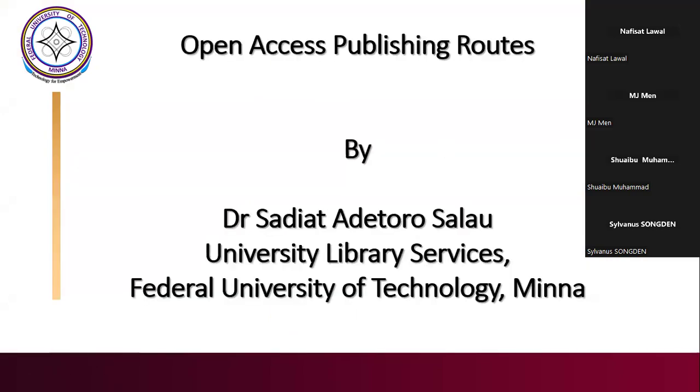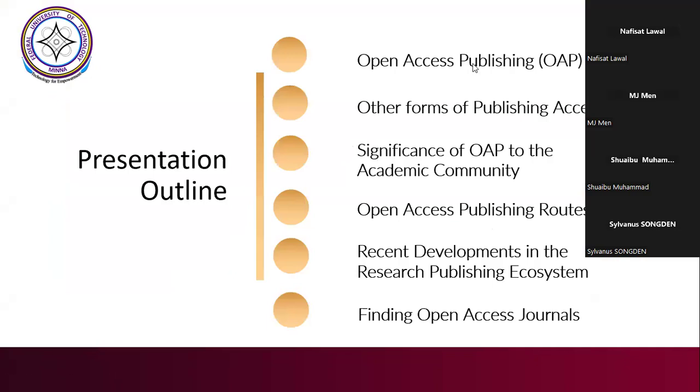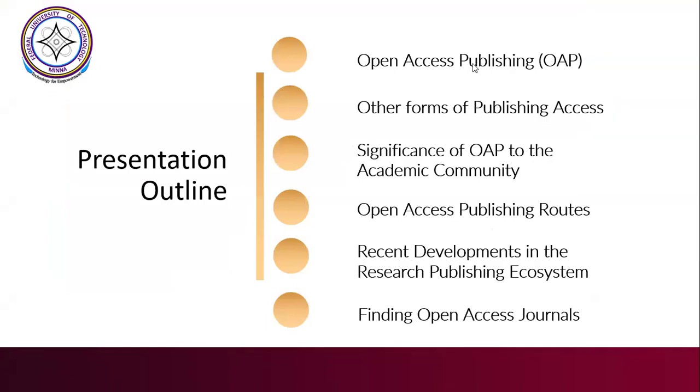I will be talking about the routes to open access publishing. And this is my presentation outline. So we'll look at what open access publishing is. We'll look at the other forms of publishing access. We'll look at the significance of open access publishing to the academic community. The recent developments in the research publishing ecosystem. We'll also look at the open access publishing routes, which is the crux of this presentation, and also how we can find open access journals.